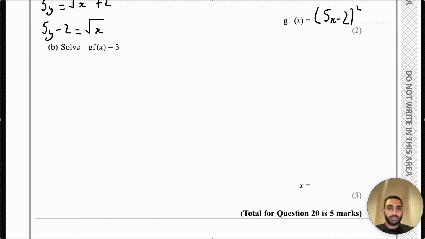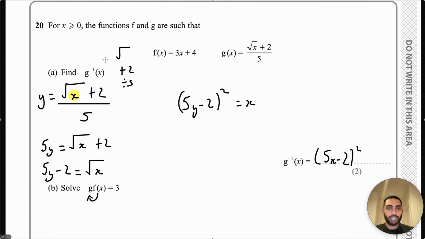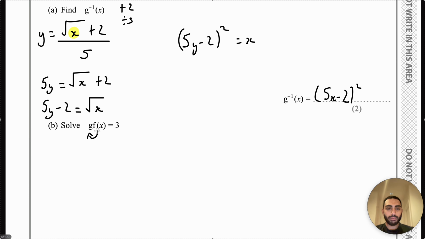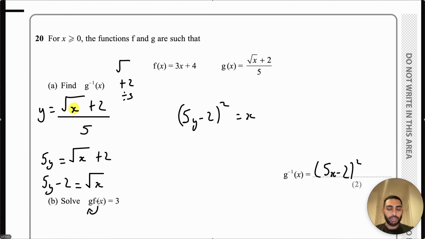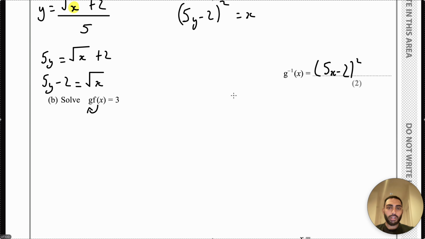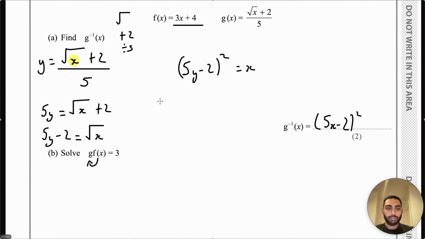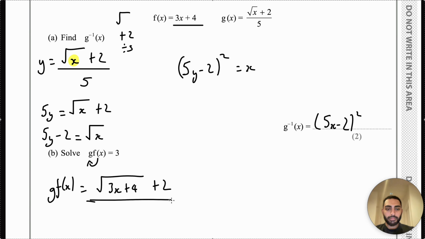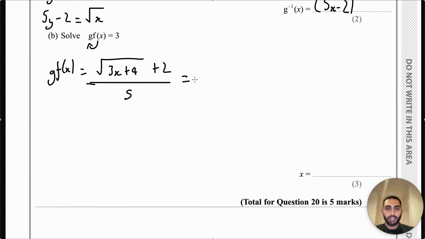Whenever you read functions, you read from right to left. When you read English, you read left to right, but functions, it's the opposite way around. So I need to substitute f of x. I'm going to put this function into here. So I'm going to swap this x with 3x plus 4. So g of f of x is equal to root, I'm going to swap in this x with 3x plus 4, plus 2 over 5. And it tells us it's equal to 3. So I'll make that equal to 3.